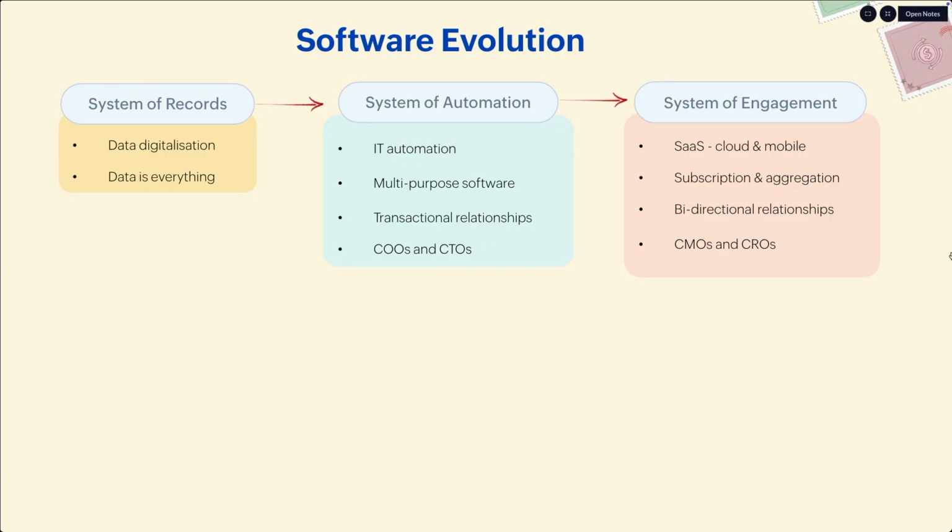Once there is a system of records and an automation layer, there's a natural evolution to a system of engagement, where you engage with the customer in a much more profound way. The SaaS boom came into existence. A lot of cloud software came into existence, and the mobile subscription model, where we started having CMOs and CROs. The relationships have become bi-directional. I bet all of us have gone through all these things, right?